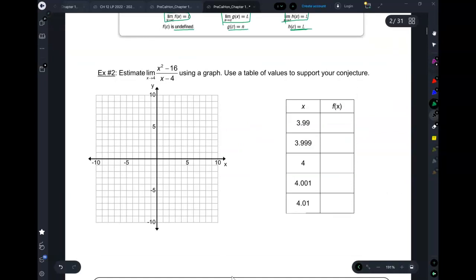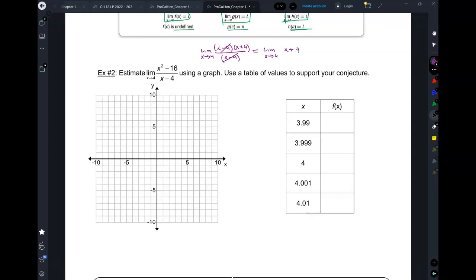We're experts at graphing rational functions now. If I rewrite this function and factor the top, the x minus 4's cancel, so what I'm left with is the limit as x approaches 4 of x plus 4. Okay. So now, let's go ahead and graph this, x plus 4.